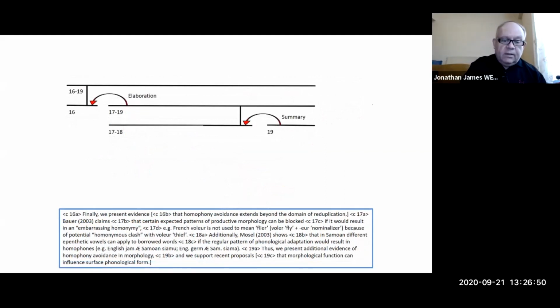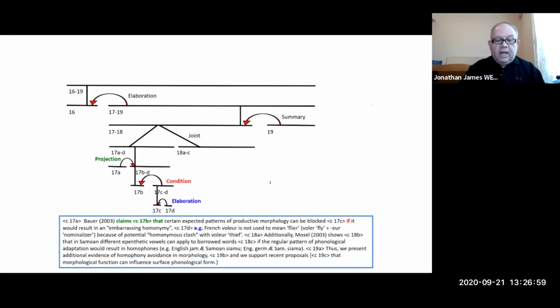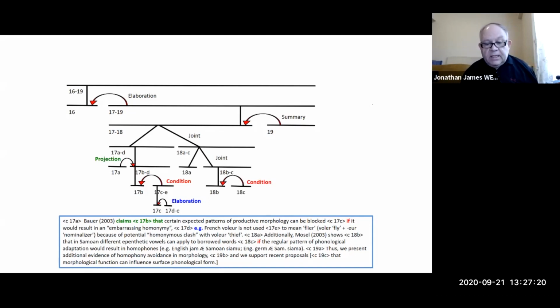Getting to the end, "additionally" would be telling us joint, all right? Again, we have projection, we have elaboration, we have condition, "if." So the markers are there. They tell us how the text is put together. When it gets to 19, "thus," right, we concluded. There's a few more, 18A, 18B and C, again, "if."